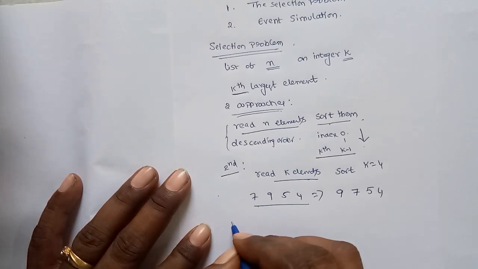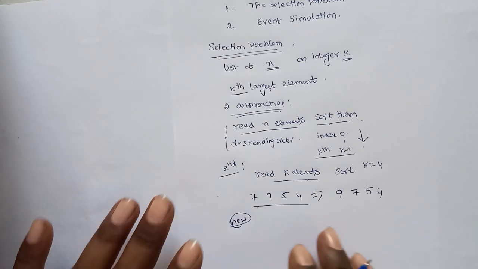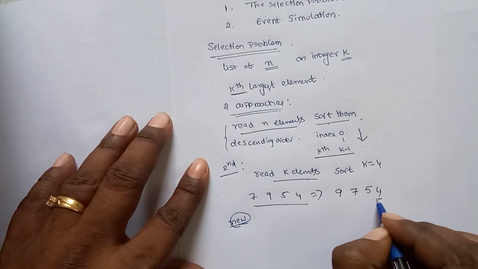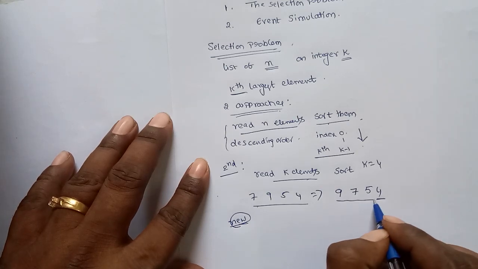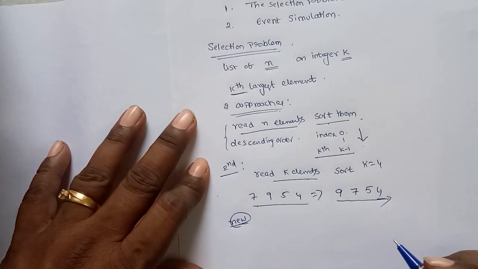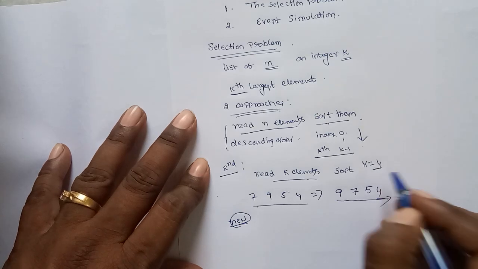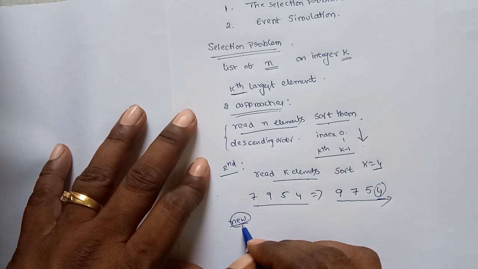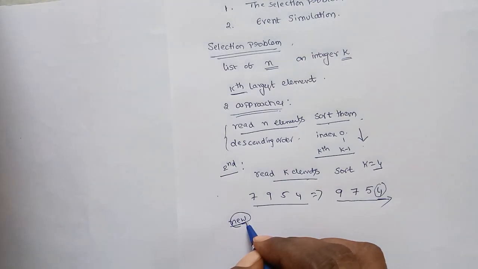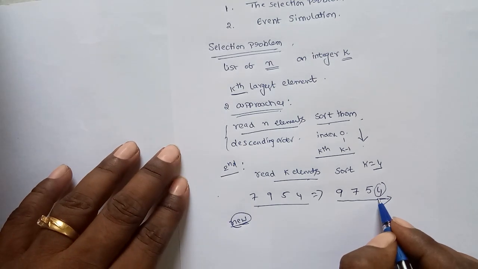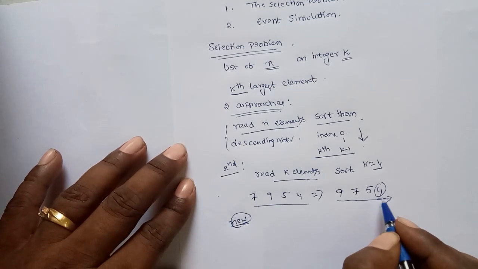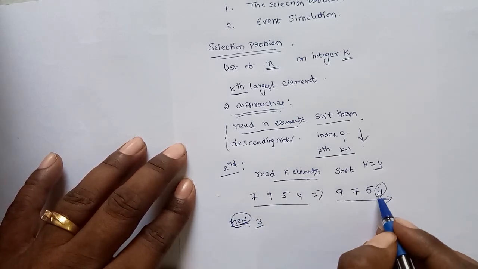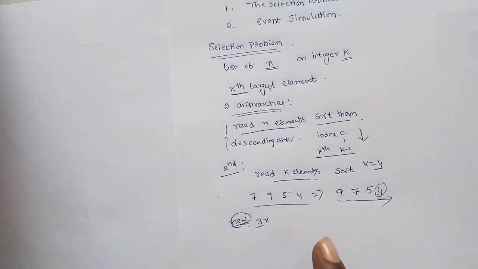Whenever a new element comes, that new element is compared with the last position, because the elements are already in this order. What is the fourth largest element? If k is equal to 4, the fourth largest element is always at this position. For example, if our new element is 3, 4 is greater than 3, so there is no need to place the new element into the list.